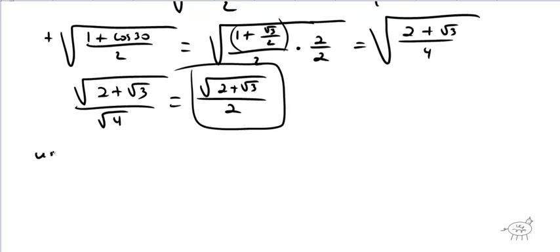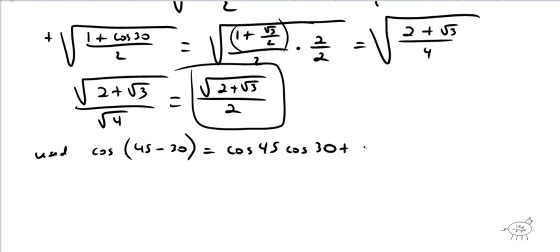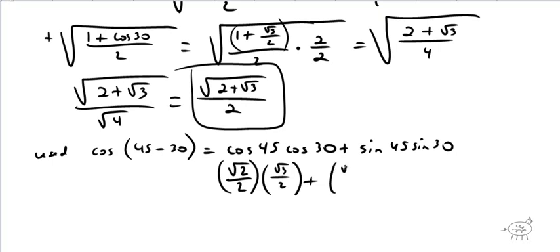So if I used cosine, again cosine of 15 degrees is 45 minus 30, right? That's going to be cosine of 45 cosine of 30, opposite sign, plus sine of 45 sine of 30. Well, that gives us root 2 over 2 times root 3 over 2 plus root 2 over 2 times 1/2. So if I simplify that, I get root 6 plus root 2 over 4.